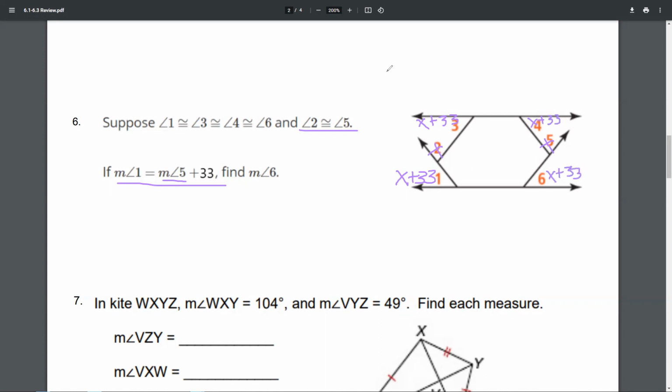And when I add them all up, since they're exterior angles, they should add up to 360. So let's see, x plus 33 plus x plus x plus 33 plus x plus 33 plus x plus x plus 33 should all equal 360. So when I combine like terms, I'm going to get 6x plus 132 equals 360. I'm going to subtract 132 from both sides, which is 228. And then divide by 6. And I'm going to get 38.